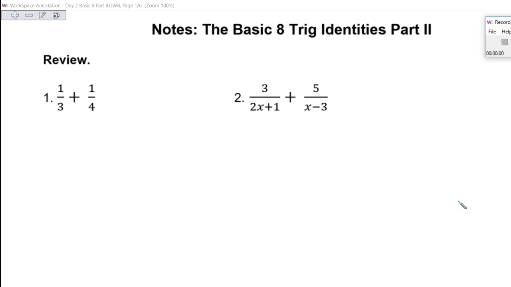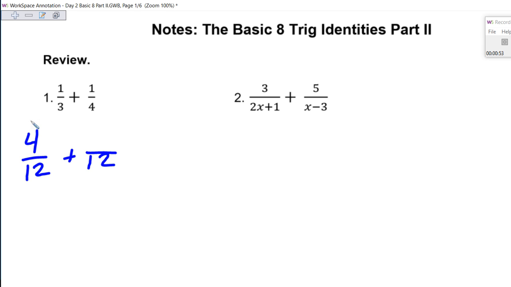It's probably a 4th grade level math problem, 1/3 plus 1/4. In order to add two fractions together, what do you have to have? Common denominator. What's the common denominator between 3 and 4? 12. So the 3 had to be multiplied by 4 to get 12. So multiply the numerator by 4, and 1 times 4 is 4.